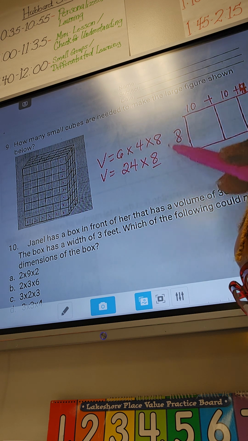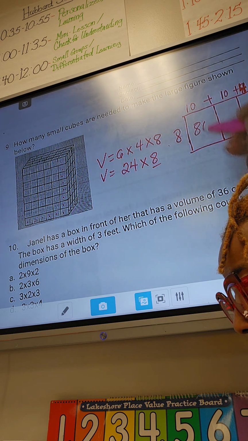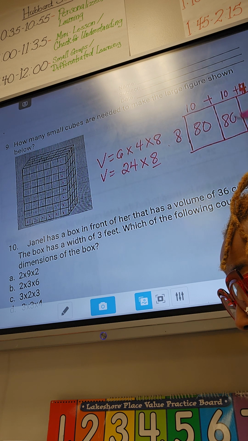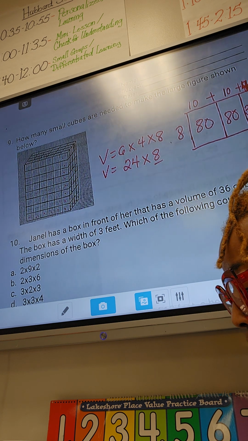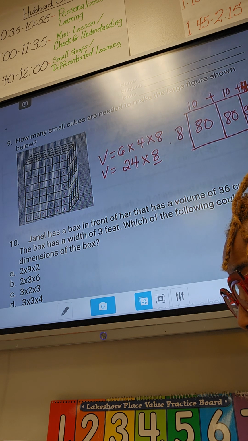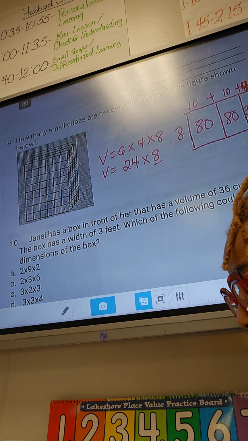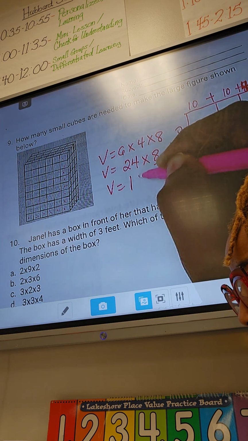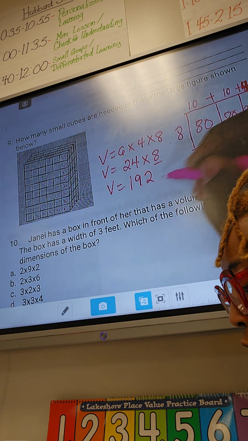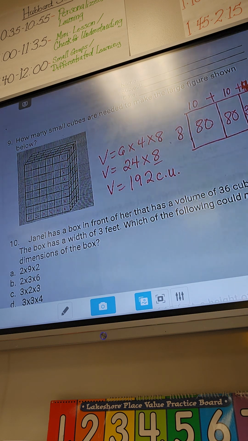Okay? 8 times 10 is 80. 8 times 10 is 80. 8 times 4 is 32. So we must add that. 80 plus 80 I know is 160 plus 32 equals 192. Volume equals 192 cubic units.